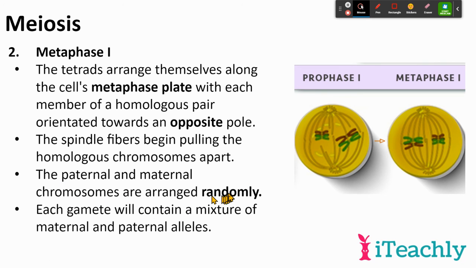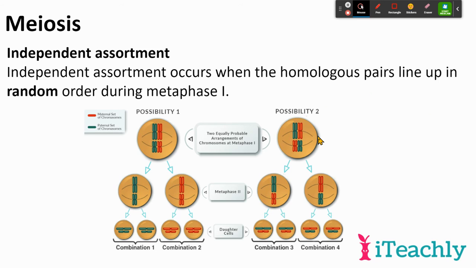Okay, so yeah, the chromosomes are arranged randomly. So each gamete will contain a mixture of maternal and paternal alleles. So if all the maternal ones were, say, green and lined up on this side, and all the paternal ones were red and lined up on that side, you'd have things that look just like the mom and the dad. But actually they line up independently. So they can switch either way, right? So they can line up either way. And that's called independent assortment.